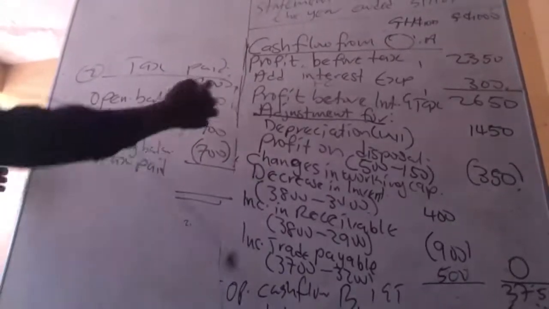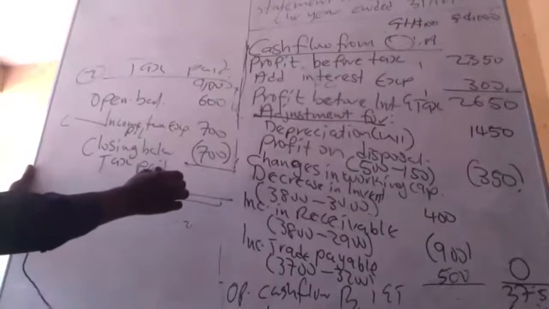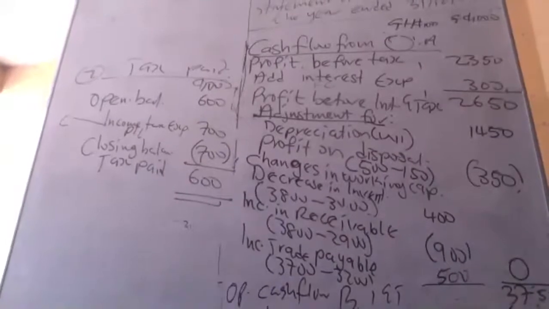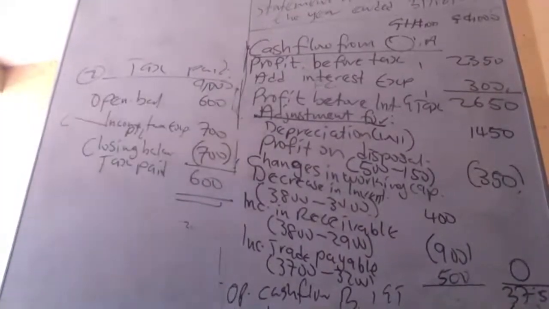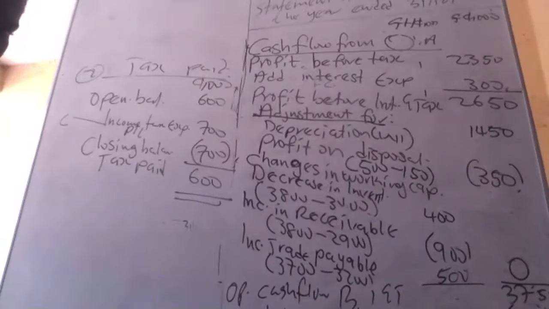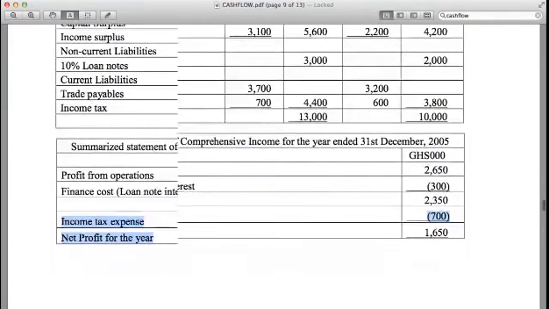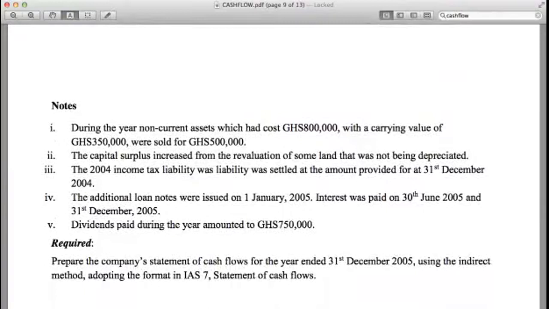Okay, so putting all together, what do you get? You get 600. So it means that during the year, they paid all the open balance. That was the note that they stated. There was one of the notes that says that they paid all the income tax brought forward. That's the meaning of that statement. Now, when you go down, one of the notes, note 3, says that the 2004 income tax liability, that's the open balance, which is 600. Where's the 600?